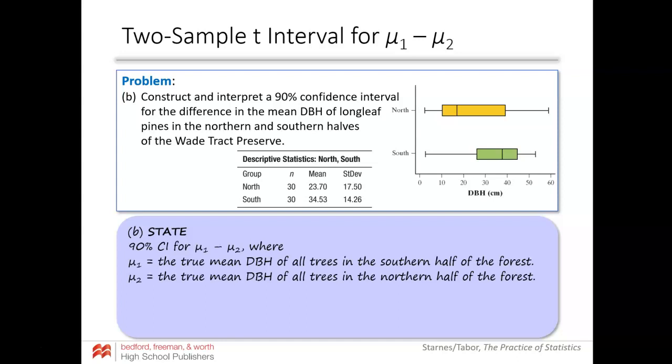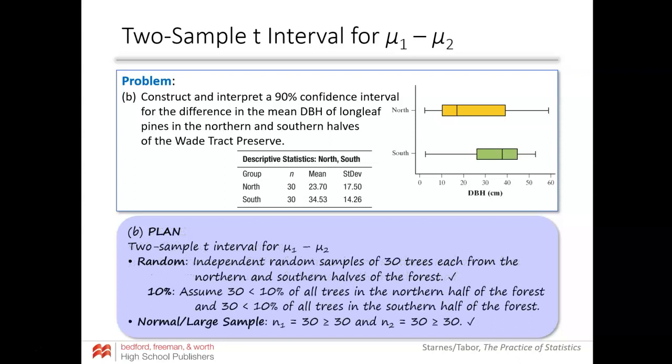So again, remember for mean, you want to make sure that your context is appropriate so that it's the true mean. So we're talking about the parameter mean this time for all of the things in the population that you were discussing. Now, again, they were only talking about trees in this particular forest, northern half versus southern half. So that's your population. All right, plan time. We are looking at a 2 sample t interval for mu sub 1 minus mu sub 2.